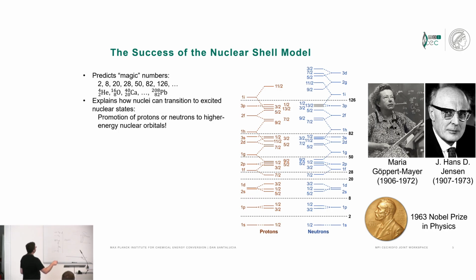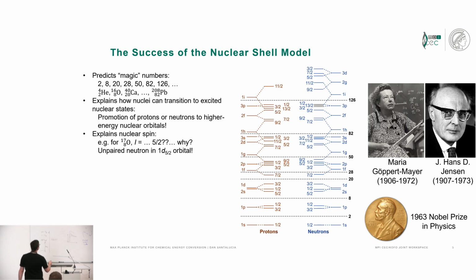And so this also explains how nuclei can transition to excited nuclear states, right? If you do a UV-vis experiment and you transfer from a ground electronic state to an excited electronic state, the same thing happens in nuclei, just you're promoting protons or neutrons to higher energy orbitals in order to do those nuclear state transitions. This also explains nuclear spin.